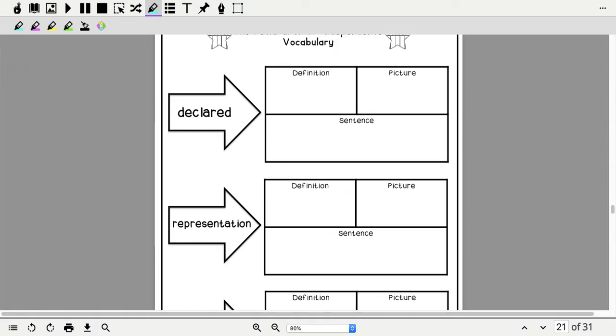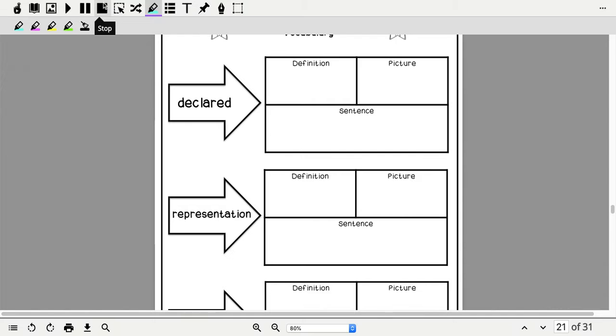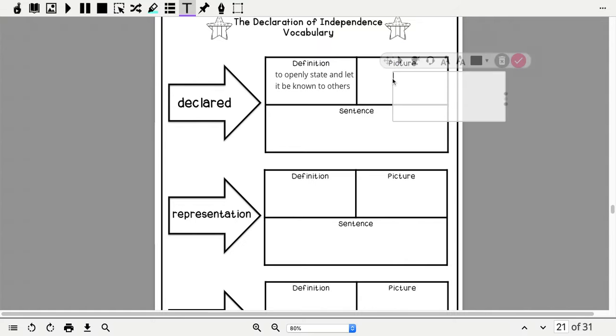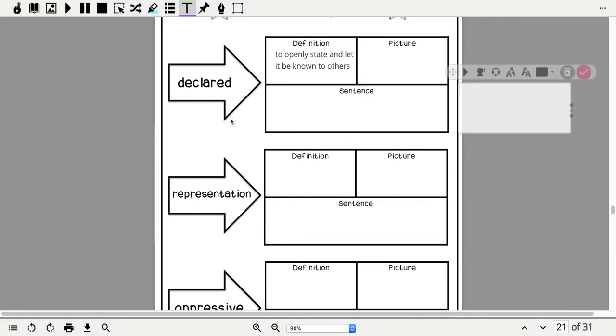Okay, so now we are on to the vocabulary. Now, some of these they have given us. Okay, so right here on the definition for declared, that is in the glossary on the Declaration of Independence. So it says to openly state and let it be known to others. Okay, now you have to tell me about this in a picture. So draw me a picture and then write me a sentence using the word declared. Okay, I know you can do it.